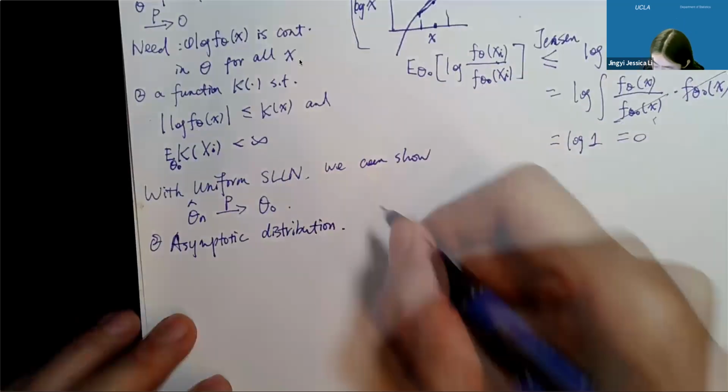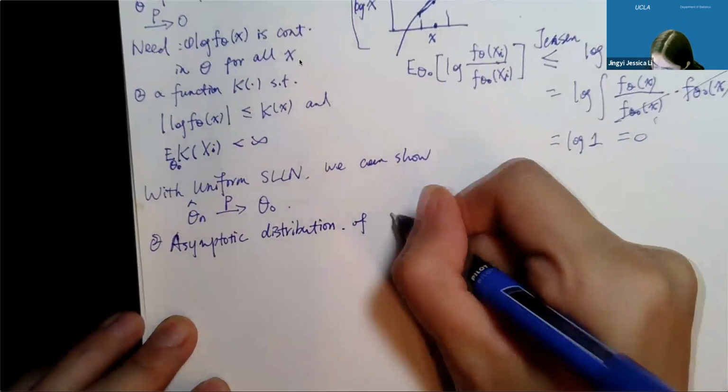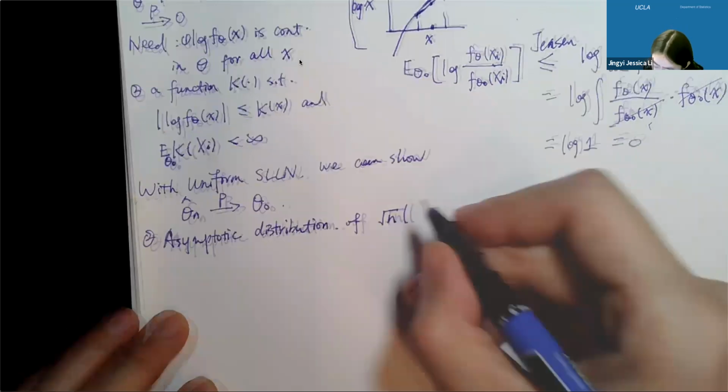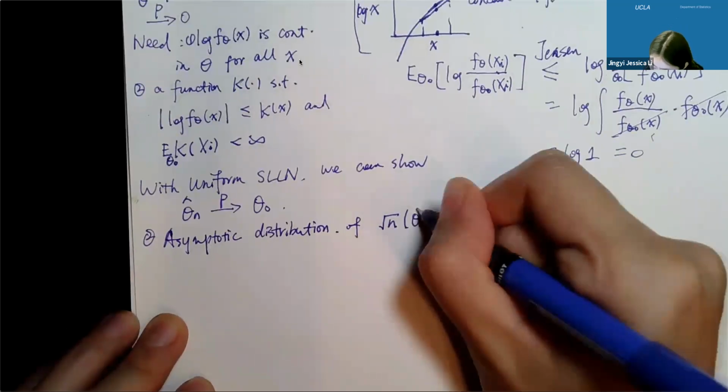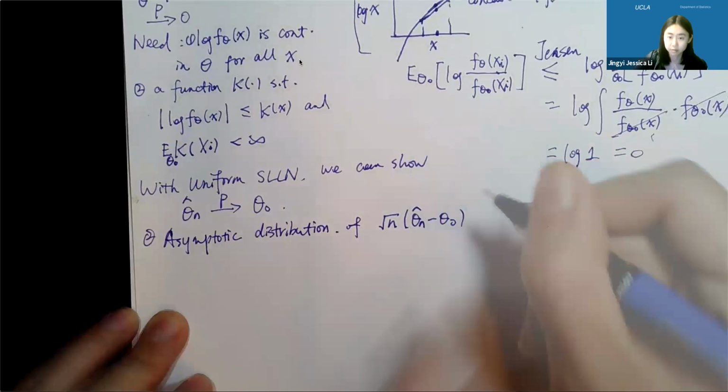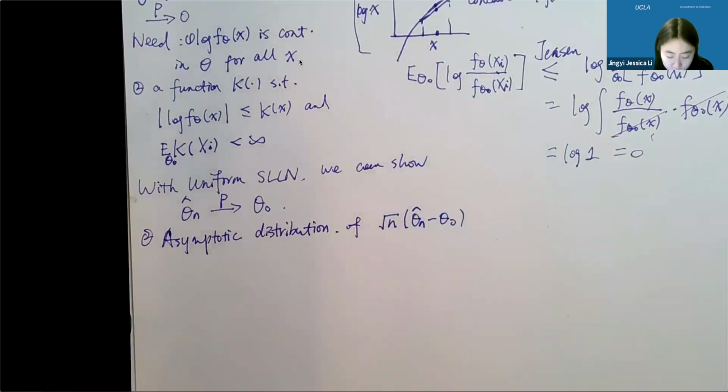Okay. So basically, we're going to work with this root n times theta n hat minus theta 0. We're going to derive what distribution it converges to. In order to do that, let's first take a look at an important property about the MLE.